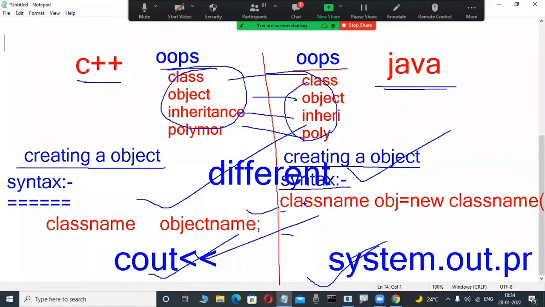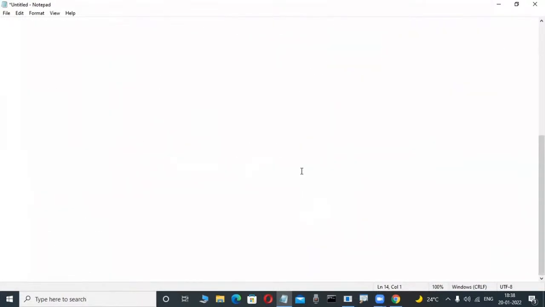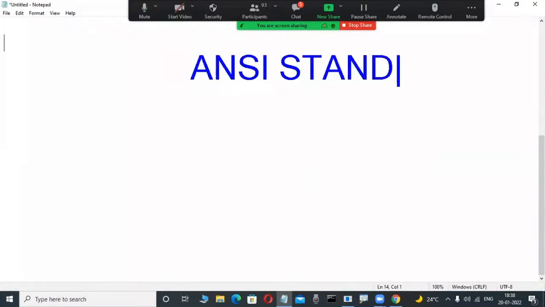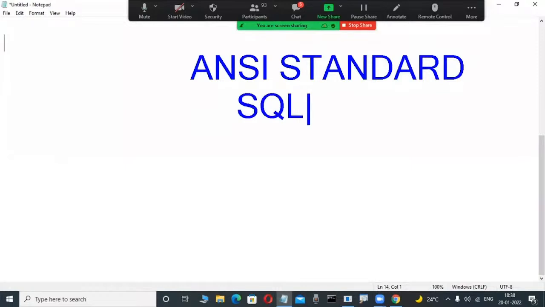Same like here also, observe. SQL is an ANSI standard language. ANSI, the American National Standards Institute, defines some standards for the SQL language. That's why SQL is an ANSI standard language, and it is used to operate all the relational databases.